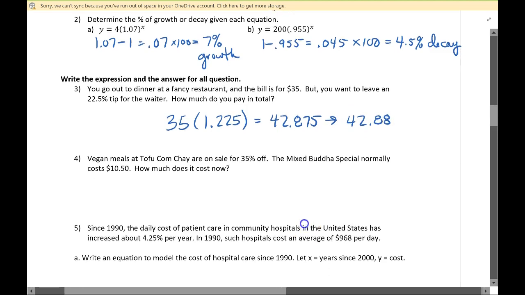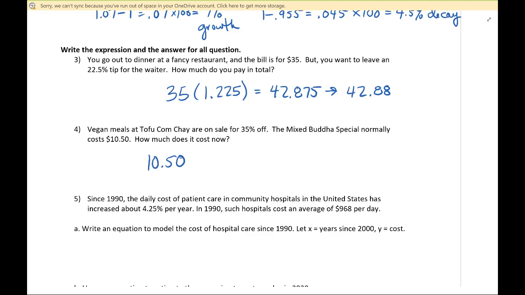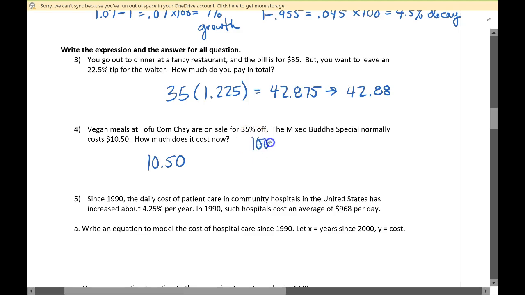Okay, number 4, you're getting 35% off. You should be expecting to pay less than the initial value of the meal. And so if the initial value is $10.50, you're going to pay less, but you are responsible for the remaining part. So if 35% is what you're getting off, you're going to be responsible for 65%. So if you had 100 minus 35, we get 65. So you're paying for 65%. As a decimal, that is 0.65. When we multiply that, we get 6.825, which we could approximate as 6.83.